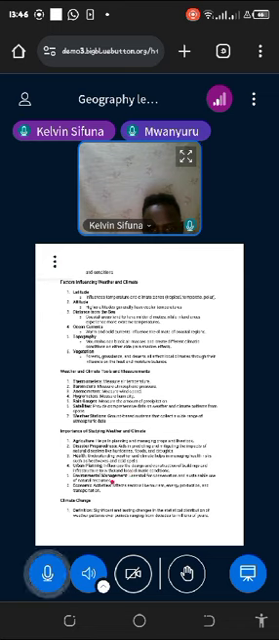Environmental management is essential for conservation and sustainable use of natural resources. Economic activities: affects sectors like tourism, energy production, and transport.